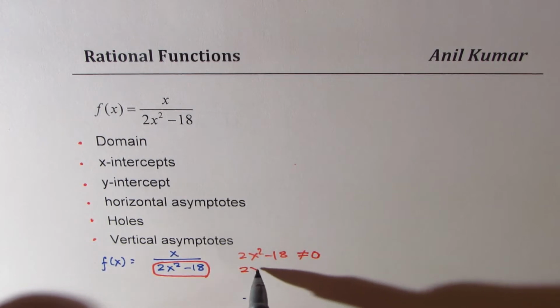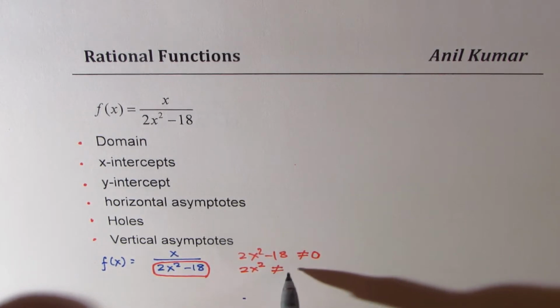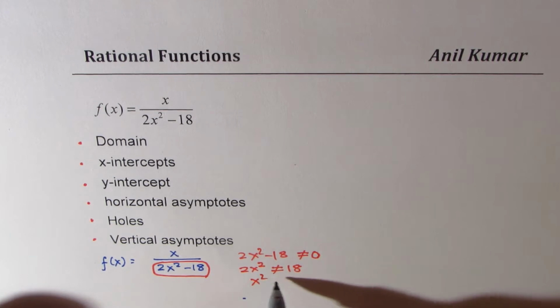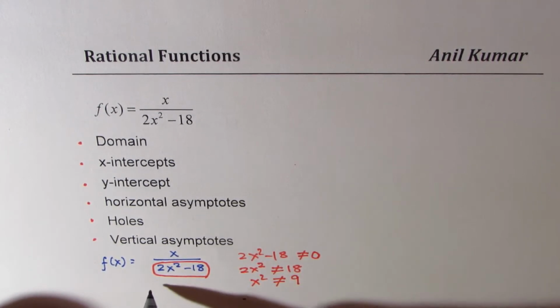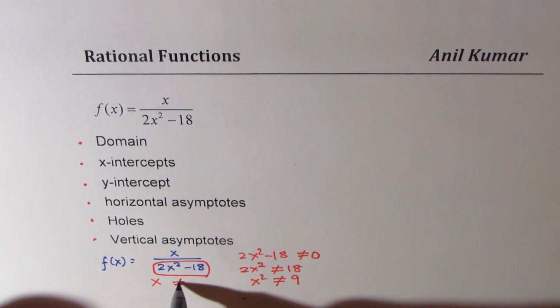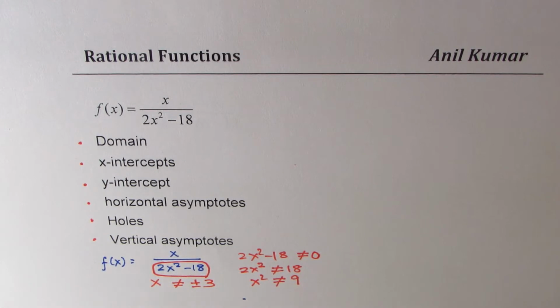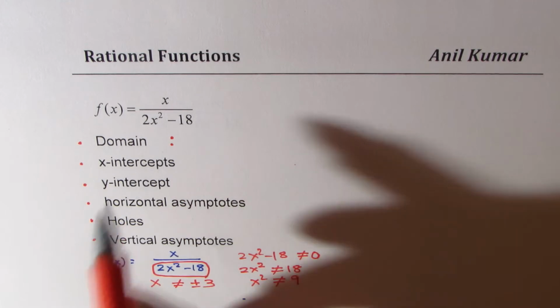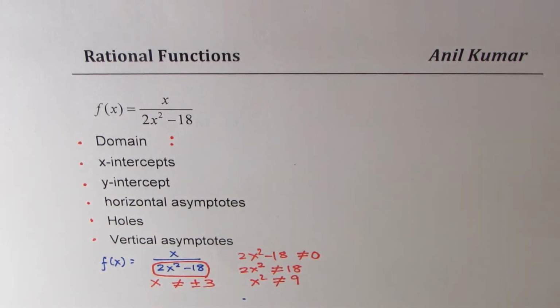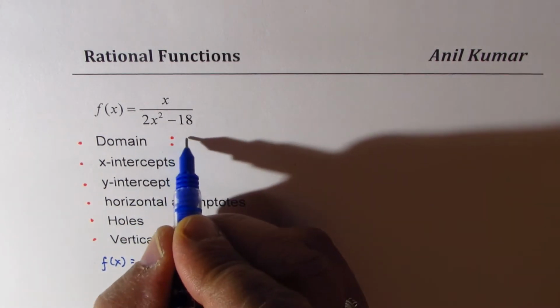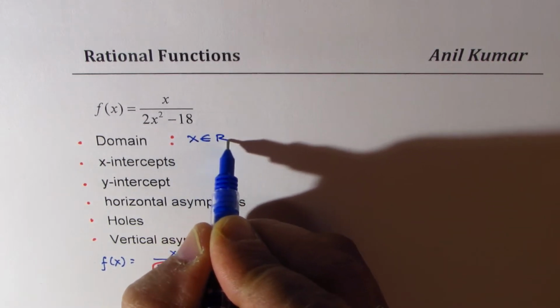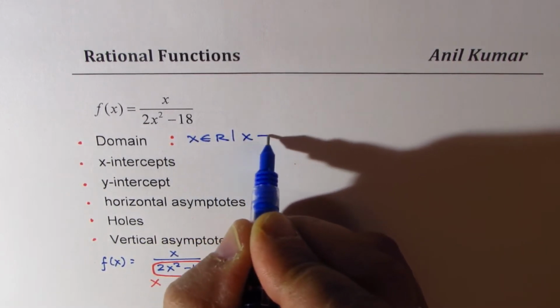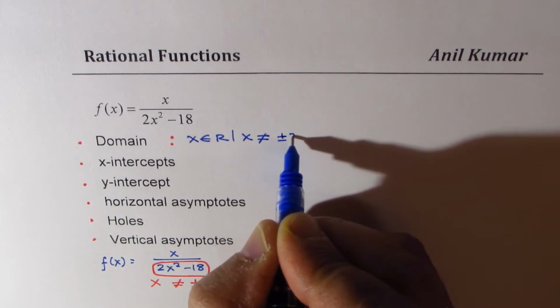So that means 2x squared is not equal to 18. X squared is not equal to 18 divided by 2, which is 9. And that gives you the answer that x is not equal to plus minus 3. Is that clear, right? That is how you do the domain part: equate the denominator to 0. We can write down our solution here that x belongs to real numbers where x is not equal to plus minus 3.